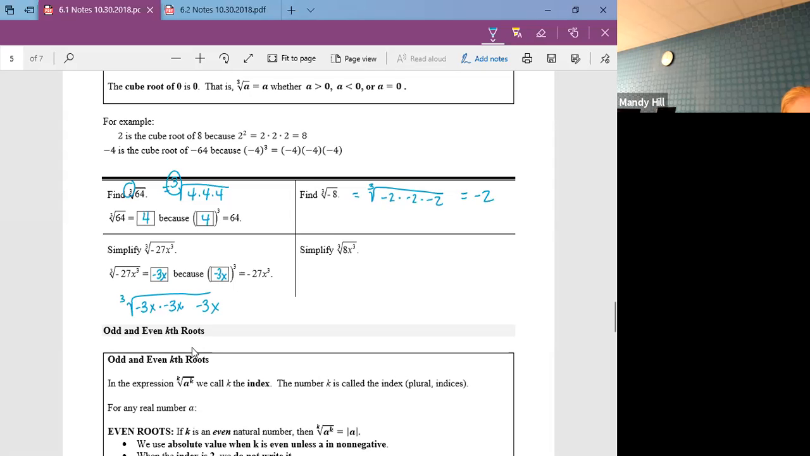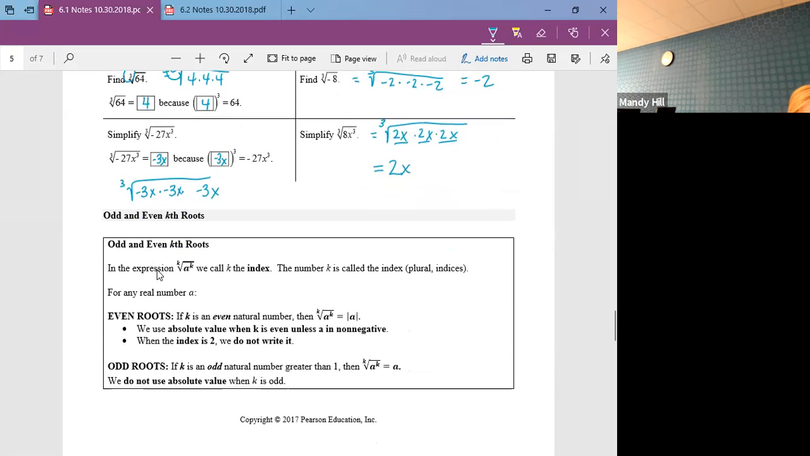Okay, 8x to the third, and they want me to take the cube root of it. So I'm looking for 3 numbers that are exactly the same that are going to give me 8x to the third. Well, I know that 2 times 2 times 2 gives me 8. X times x times x would give me x to the third, which means my answer has to be 2x.